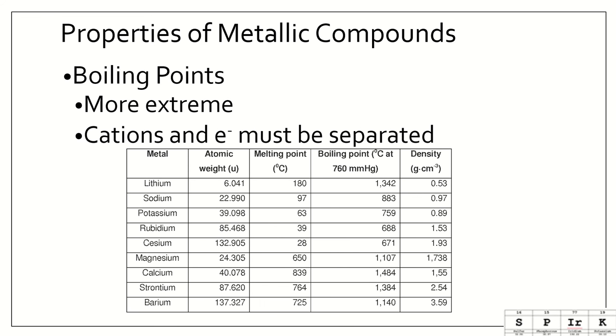Their boiling points are even more extreme, so think if their melting points are high, then their boiling points must be even higher. And that's because the cations and the glue of those delocalized electrons must be separated from one another.